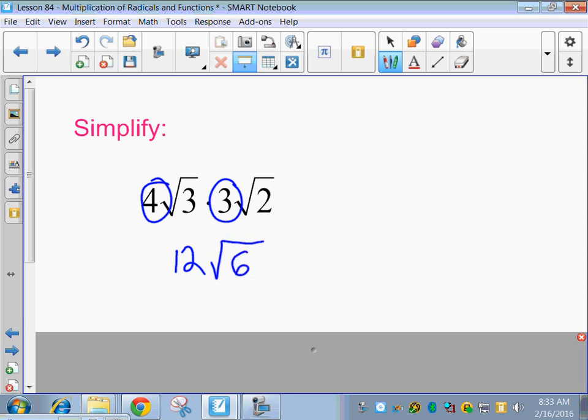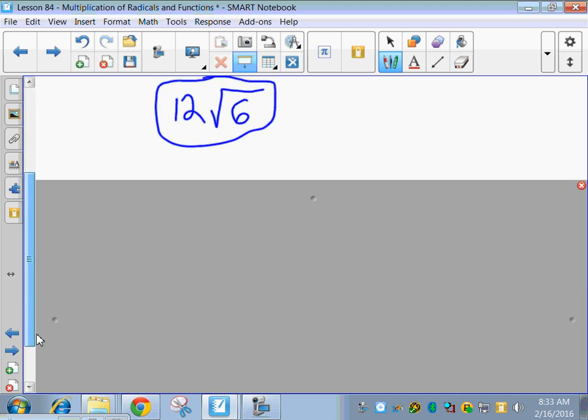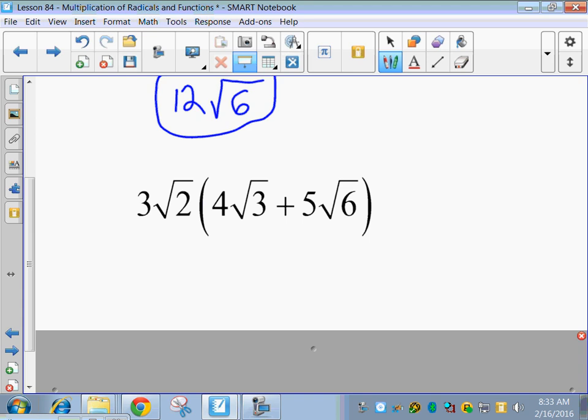Okay, Monica, does 6 simplify at all? No, because 3 times 2 is 6. There are no perfect square numbers inside that radical, so it's done. 12 root 6 would be our answer. What if we're distributing? So write this one down. 3 root 2, parentheses, 4 root 3 plus 5 root 6.